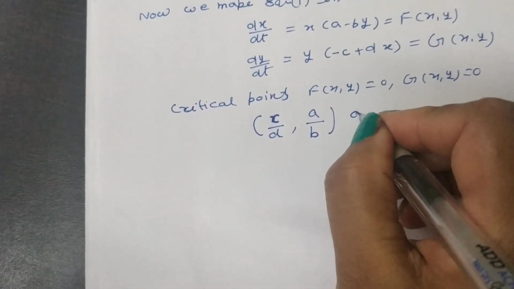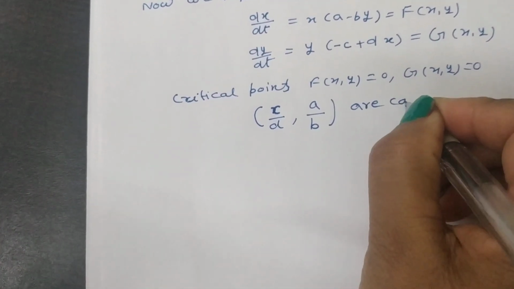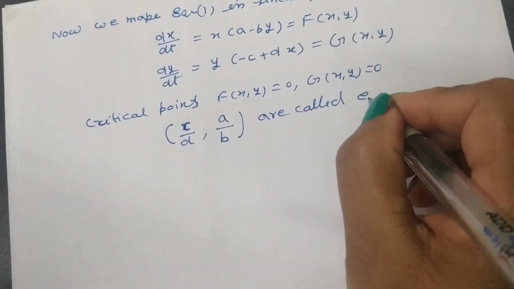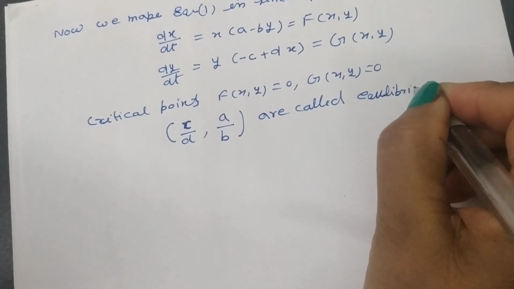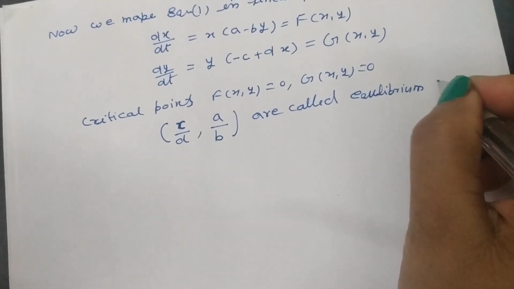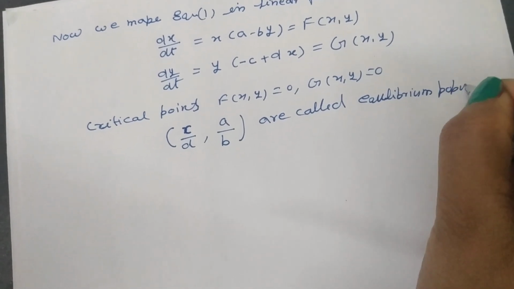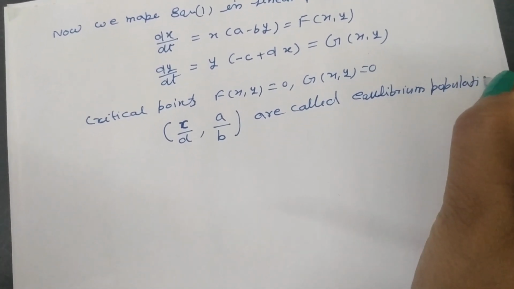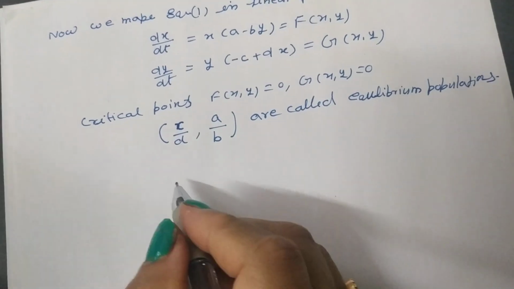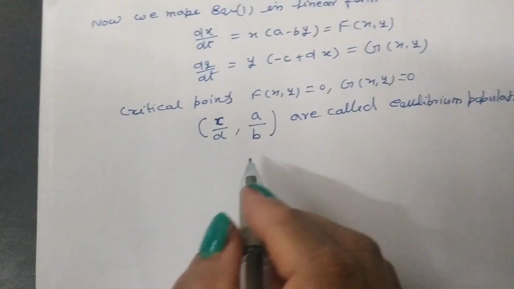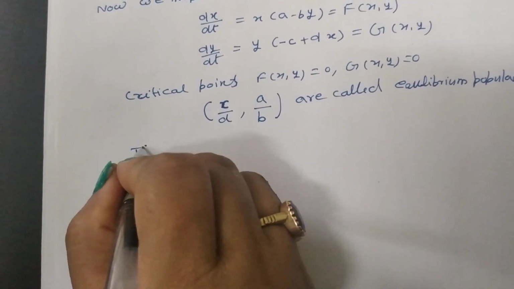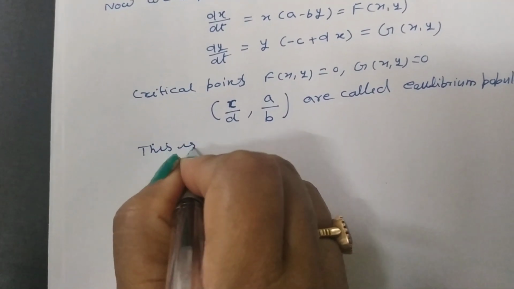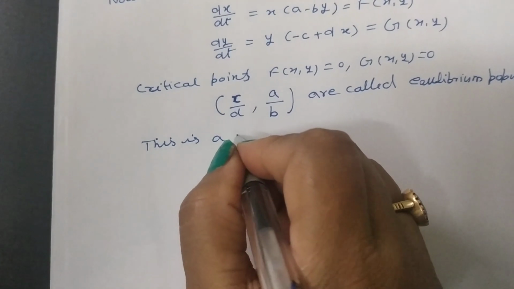are called equilibrium populations. Yes, this is a special case only for the foxes and rabbits. Now this is a special case.